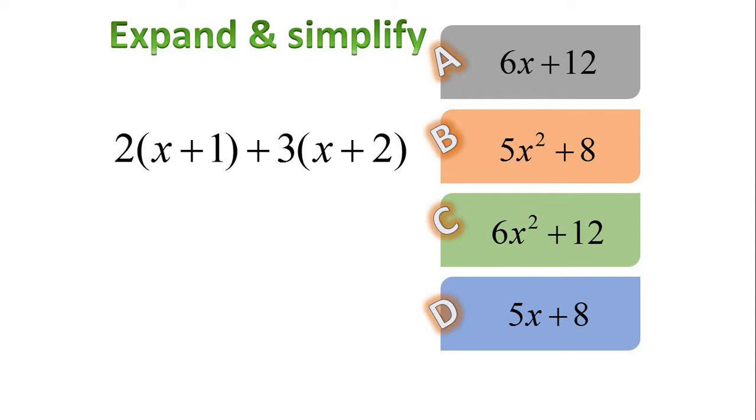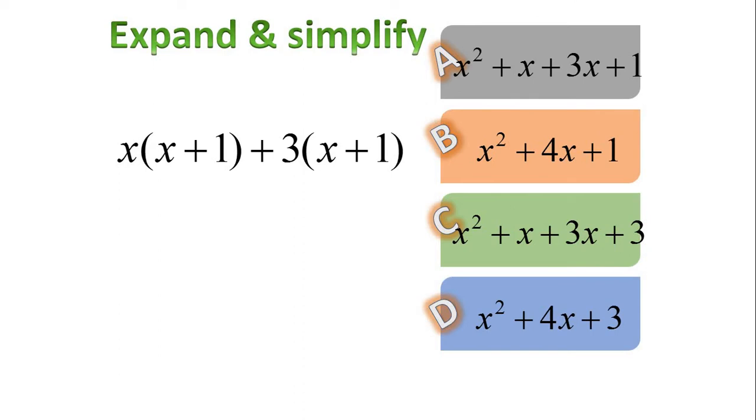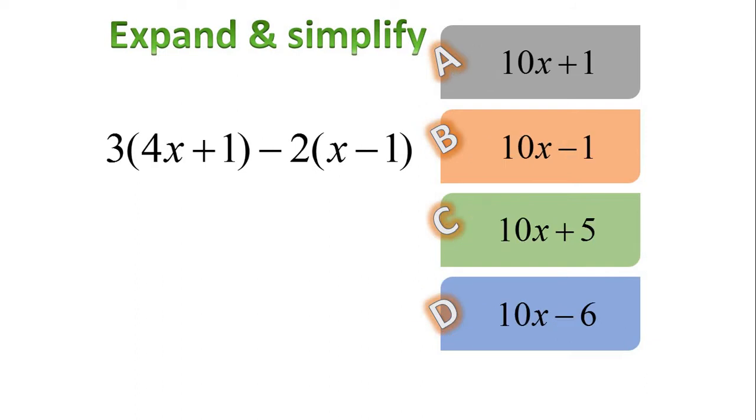Right, you should have 2x plus 2 plus 3x plus 6, and this simplifies to the answer D, 5x add 8. Okay, next one, pause the video again while you do this question. Right, you should have x squared plus x plus 3x plus 3, and that simplifies to D again, x squared plus 4x plus 3. Next question, pause the video again while you try this question.